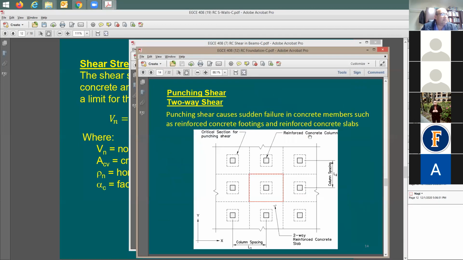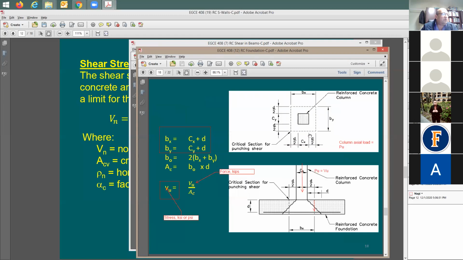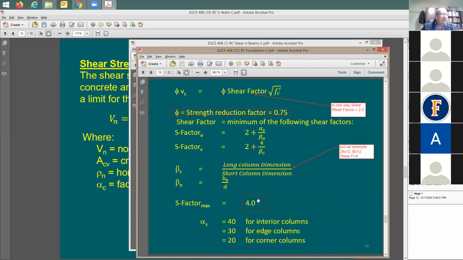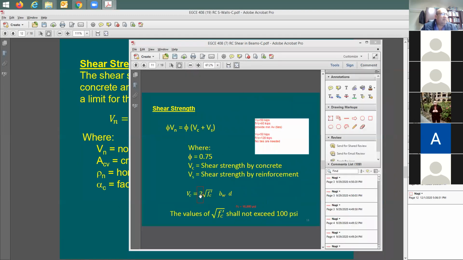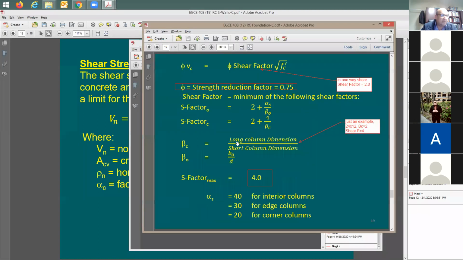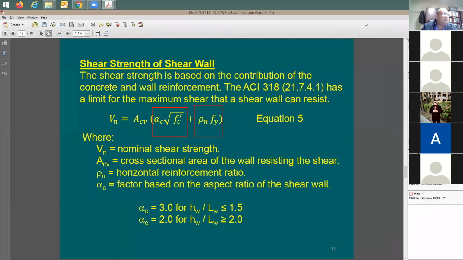I'm just trying to look for it. For punching shear, you guys recall what equation? Factor? Yeah, what was the shear factor? Four. Look at this, it's the shear factor multiplied by the square root of f prime c times the V factor. So I said, okay, for beams it was equal to two. For punching shear, and sometimes you call this two-way shear, it's equal to four. How about for shear walls? I'm going to say it's equal to alpha c. I said, okay, now this is going to be like a variable.